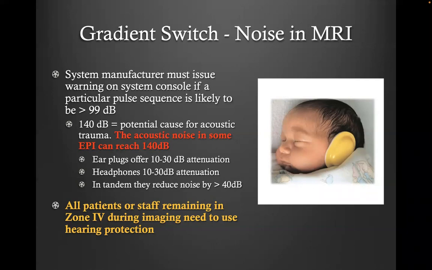Subjects will have two options. They can use earplugs, which typically offer 10 to 30 dB attenuation. They can use headphones, which again offer about 10 to 30 dB attenuation. And if possible, you can use both, if someone is especially sensitive, so they can use earplugs as well as headphones. Also, all patients or staff remaining in Zone 4, if they have to be there for whatever reason, either monitoring the scan, doing some intervention, or being there as comfort for their kid or their subject, all need to wear hearing protection because they are going to be exposed to the scanner noise as well. Not as loud as inside the scanner bore, but also quite loud.